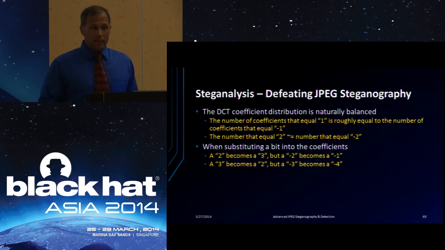F5 does not upset the balance because it just subtracts. Negative 1 goes to 0 and it's not used. Positive 1 goes to 0 and it's not used. Negative 2 goes to negative 1. Positive 2 goes to positive 1. So F5 maintains that balance. And of course, the swapping algorithm doesn't change any of the DCT coefficients at all. You'll get the same look of the DCT coefficients before you hide as you do after you hide. So looking at the DCT coefficient balance for the swapping algorithm doesn't do anything. That's when you have to look at the blockiness.